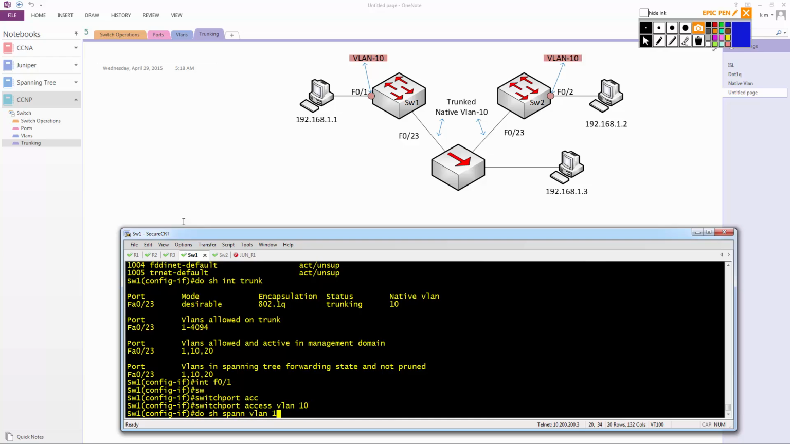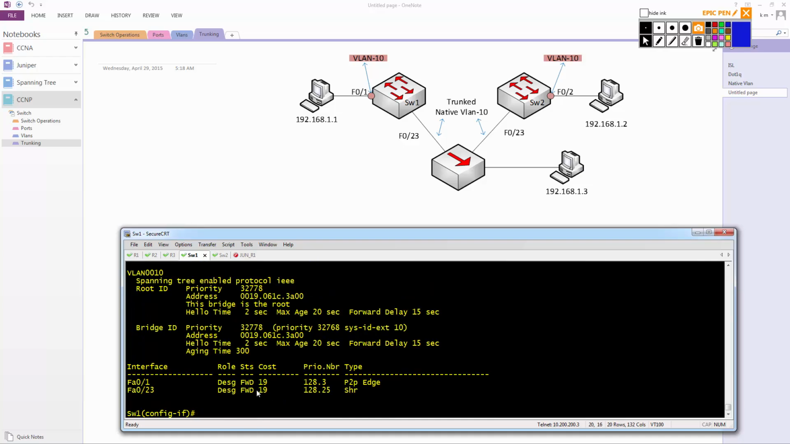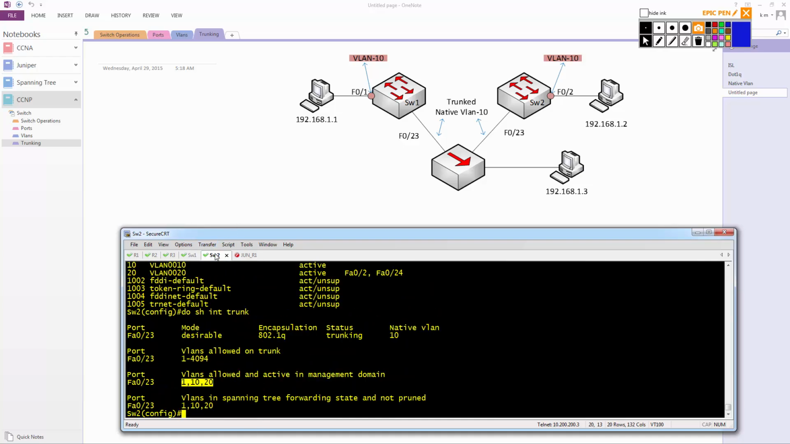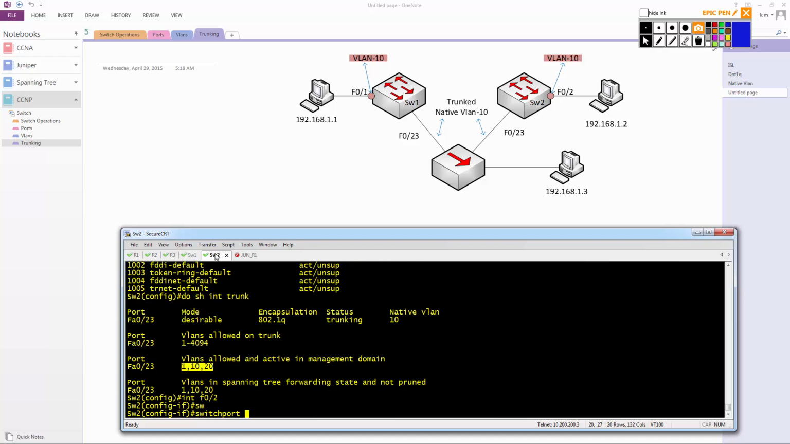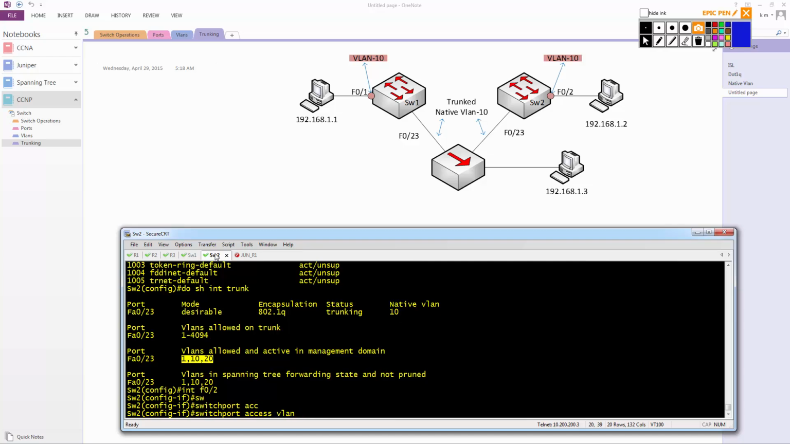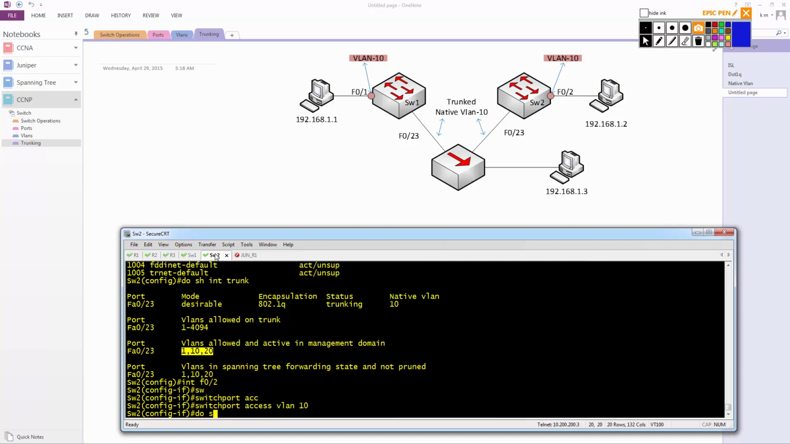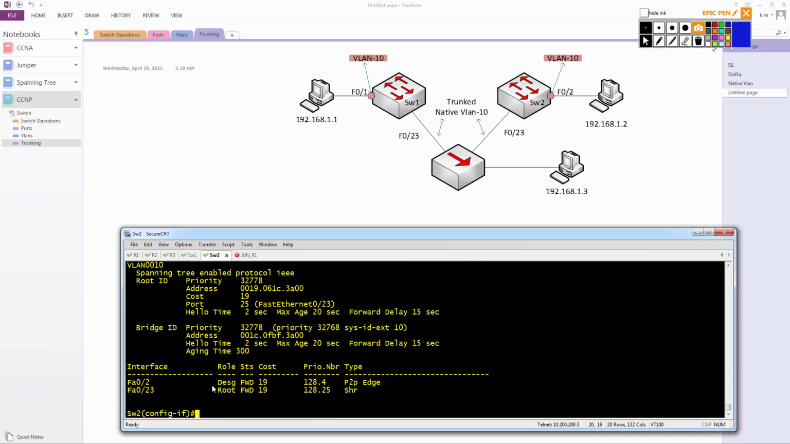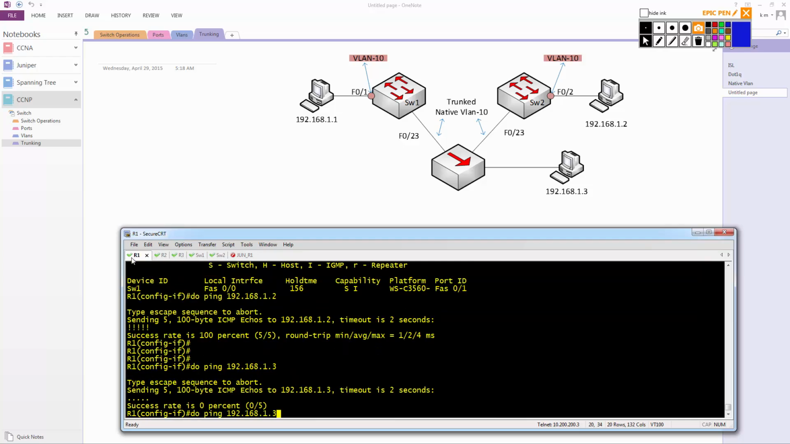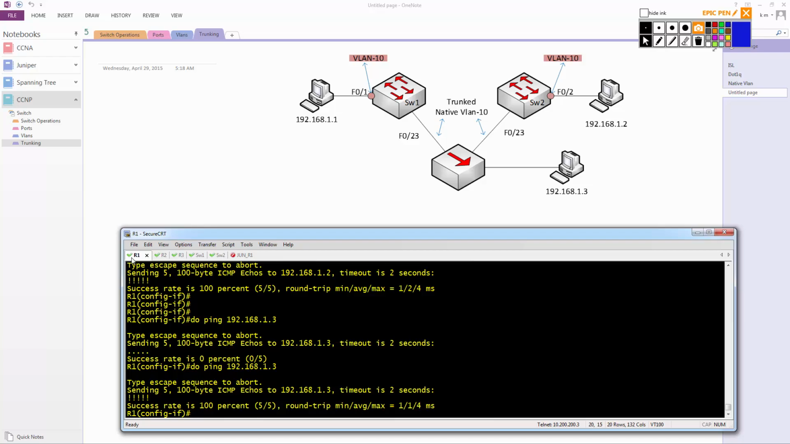Do show spanning-tree VLAN 10. We want to make sure our spanning tree is good to go. I do have PortFast on each one of those. Interface FA0/2. Switchport access VLAN 10. Do show spanning-tree VLAN 10. Make sure our spanning tree is allowing our ports to forward, and we are good. FA0/1 on this side is forwarding, and FA0/2 on this side is forwarding as well. So now let's go over here and let's ping 1.3 again, and look at that.